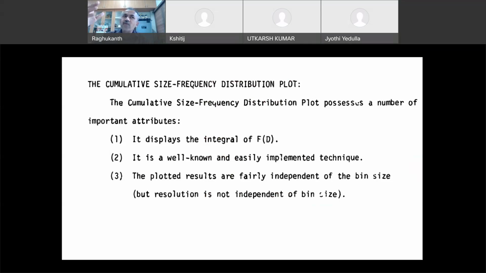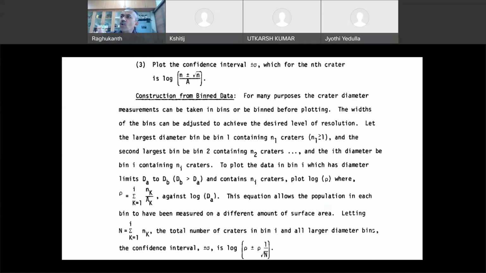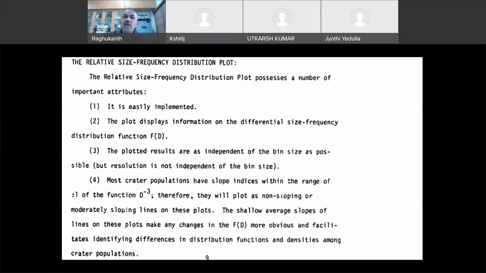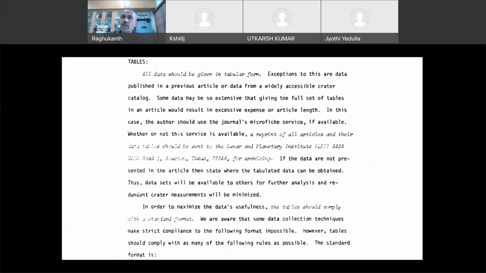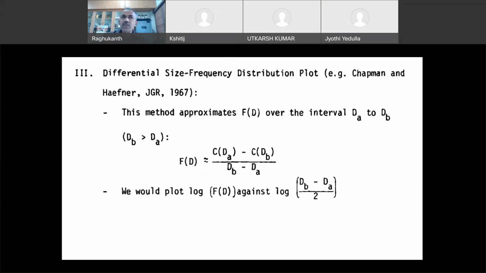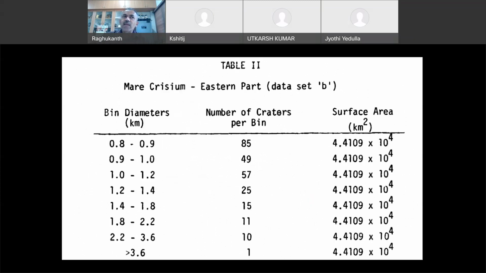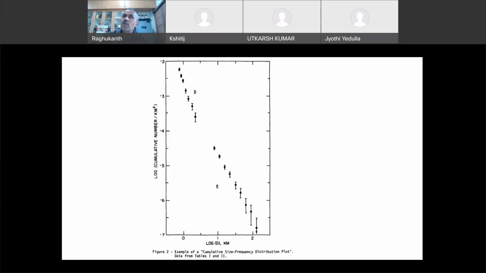So they identified some standard methodologies for how to plot crater counting data. I showed you this in the last class: in descending order if it is unbinned data, and for binned data, root 2 should be the bin size. All those things have been set, and this report has been circulated to all of you. This is a recommendation, and in that report they have given an example of a lunar mare region: how they chose the bin diameter, how they represented the surface area and data set, and then how to plot the R plot as well as the cumulative plot.